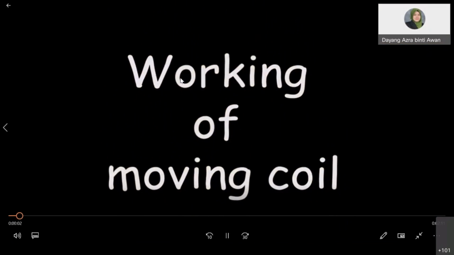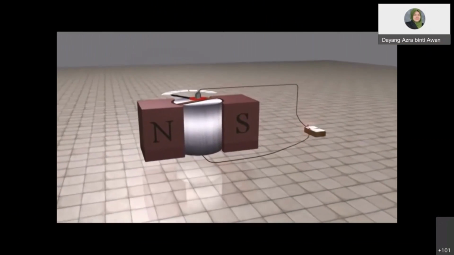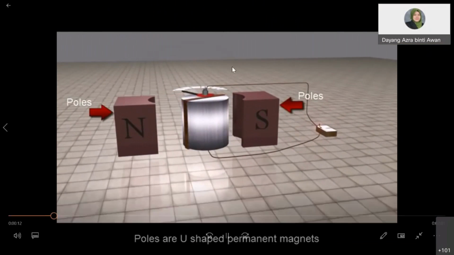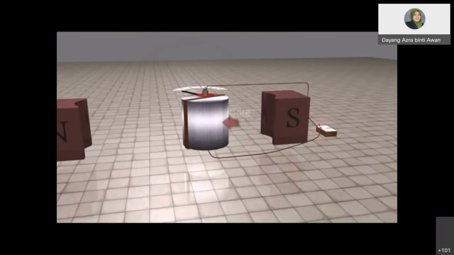This is another video for you. From here you can see that the video doesn't have any sound. When it moves from north to south, just what I mentioned just now, the rotation deflects and everything.